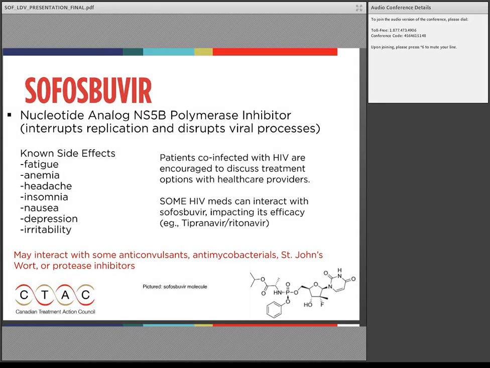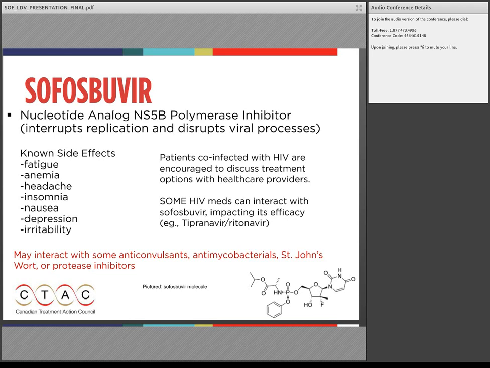Again, this is a once-daily pill that's a fixed-dose combination of 400 milligrams of Sofosbuvir and 90 milligrams of Ledipasvir. So with that in mind, anything we can say about Sofosbuvir, we can carry over to say about Ledipasvir Sofosbuvir. And this will come up again later as we review clinical data. And again, you're all welcome and encouraged to review the previous CTAC webinar concerning Sofosbuvir.